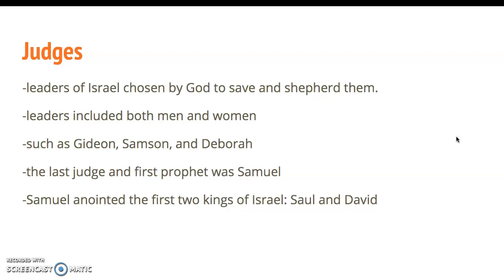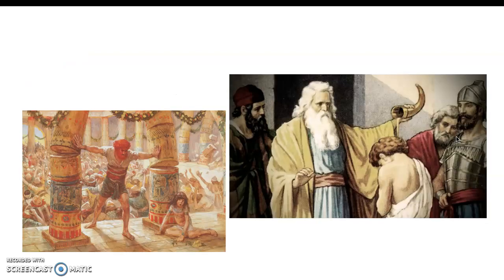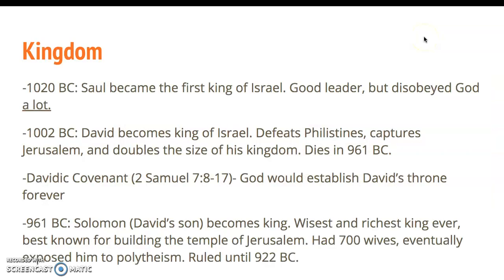The last judge and the first prophet was Samuel, and Samuel is going to anoint the first 2 kings of an organized, unified Israel, which would be Saul, and then later on David, which is going to lead us into the next one. But you've got Samson bringing down the temple, and then Samuel anointing a young David here with oil. Kingdom time period.